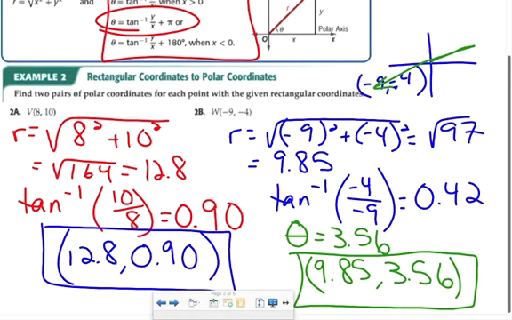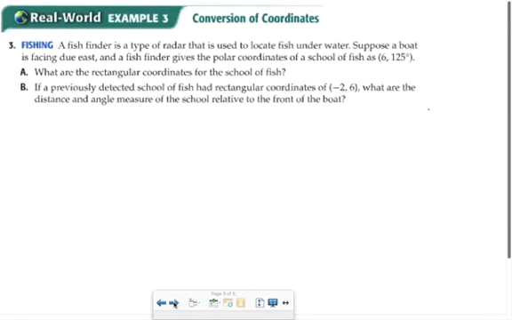So again, be very, very careful about the reasonableness of your answer that comes back to you from your calculator. In this example, once again, I'm converting polar to rectangular and rectangular to polar. Notice it makes a point about telling us that we are facing due east. Think about where east is. It corresponds to the polar axis. Okay, so that's why they're mentioning that.